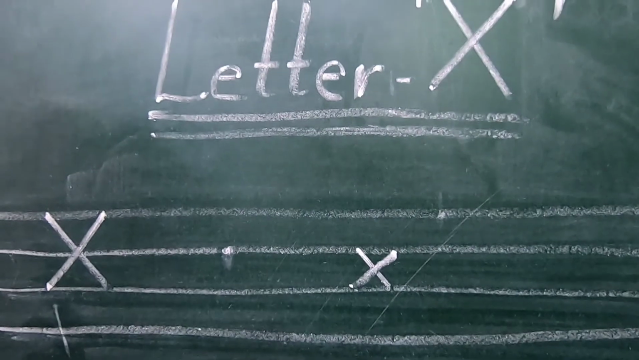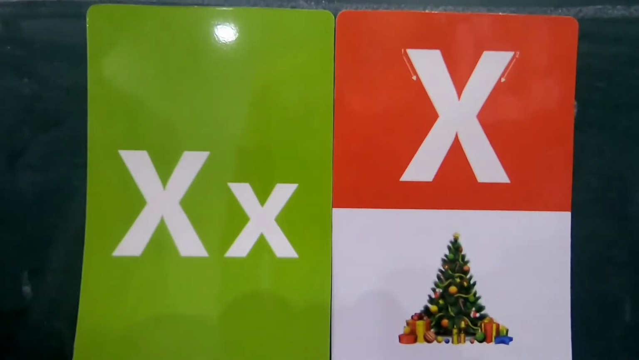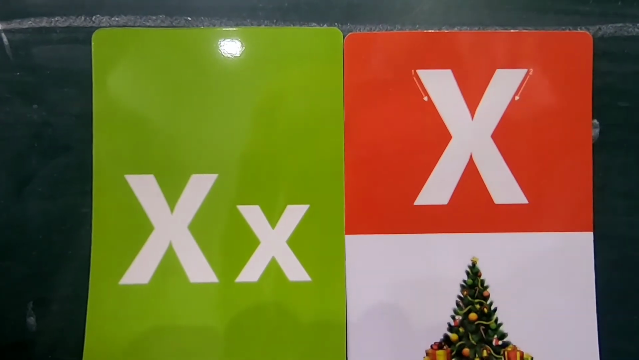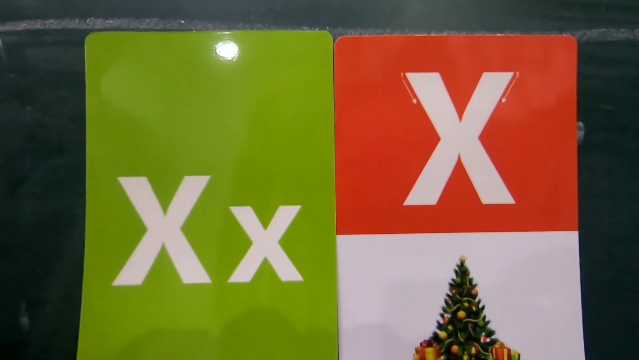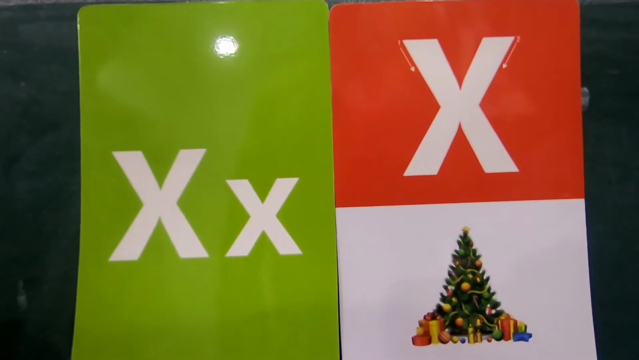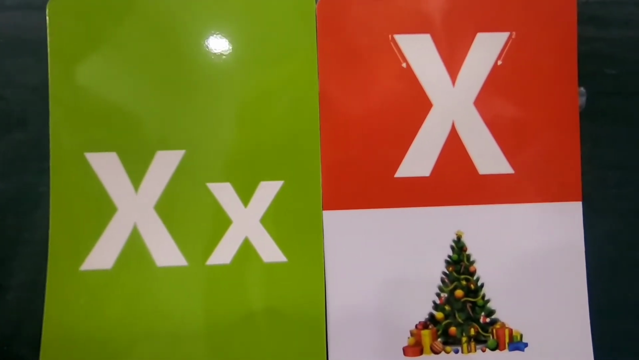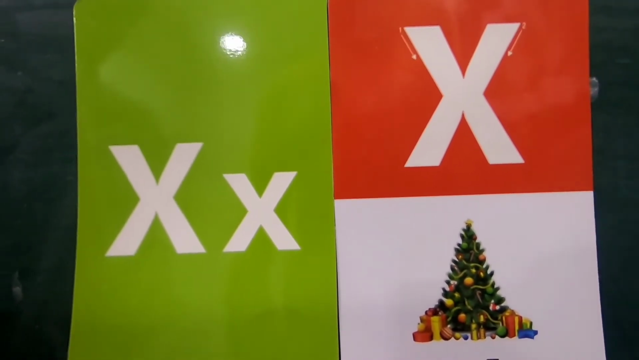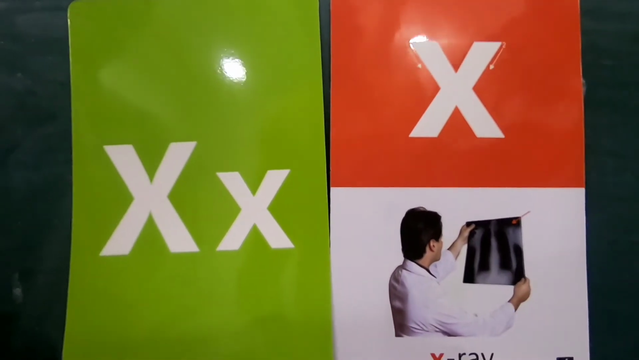Now practice the phonic sound of X. So this is capital X and this is small x. So the phonic sound of X is "ks, ks," again repeating. X for Xmas tree, X for X-ray.